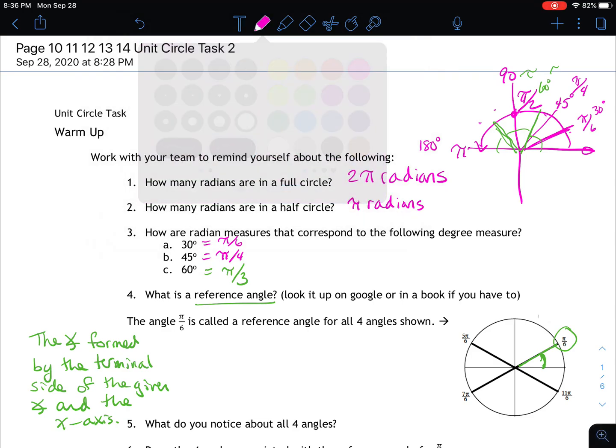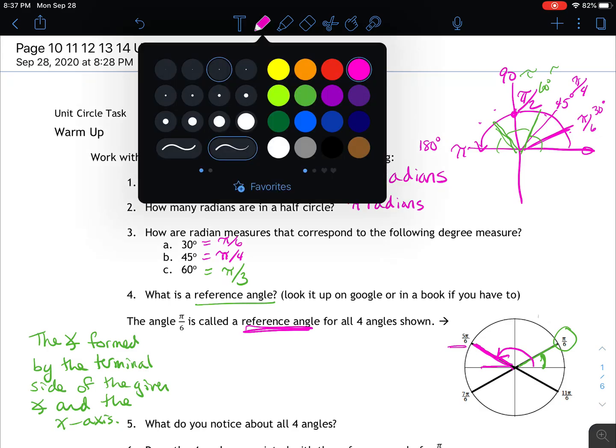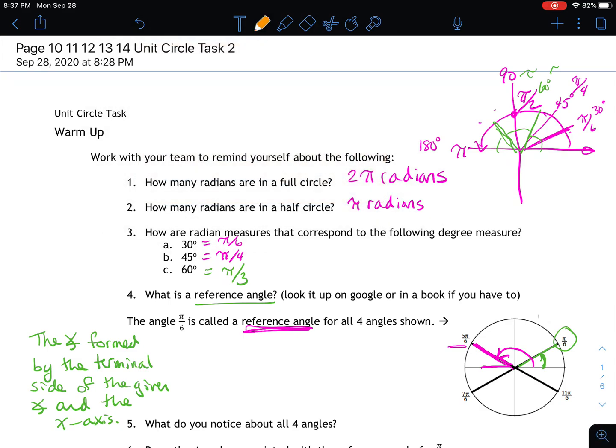Okay, now let's look at what happens with this next one. Here's the angle that we have of 5 pi over 6. Now we're looking for the terminal side. This is the terminal side and the x-axis. And this is again pi over 6 for the reference angle. Okay, now we're going to do the same thing with 7 pi over 6. We're going to go all the way around here to 7 pi over 6. Here's the terminal side.